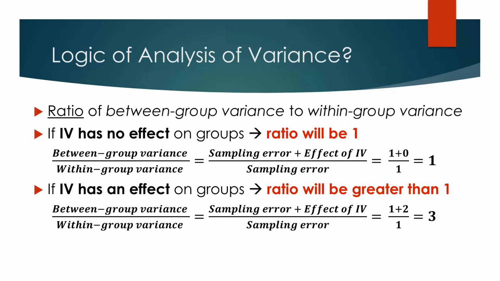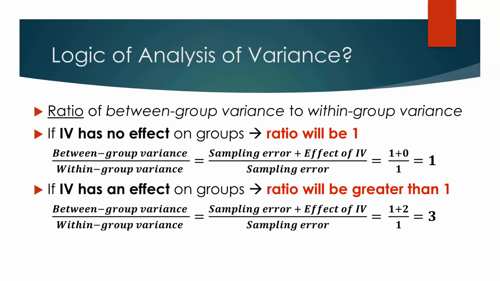Now, if the independent variable has an effect, then the ratio will be greater than 1. Take a look at the comparison at the bottom of that third point. Let's say the sampling error is again 1 on top and on bottom, but the effect of the independent variable comes out to be 2. We take 1 plus 2, which is 3, on top, divided by 1, and we get 3. So the ratio is greater than 1, indicating that the IV is likely having an effect on the DV. When we learn how to calculate the statistic for ANOVA, this is the logic behind how you would interpret that number.